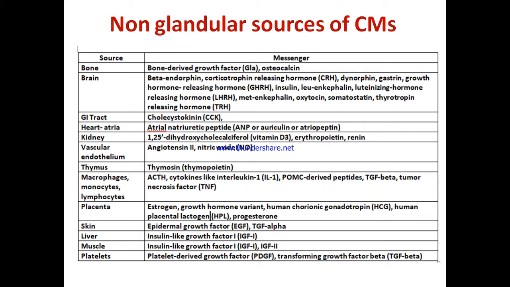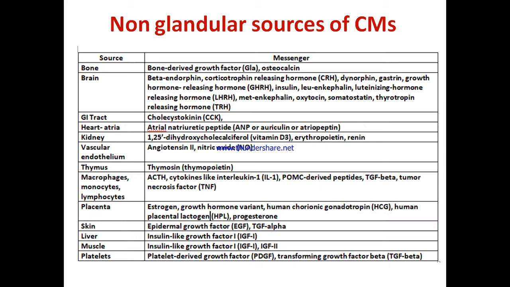Non-glandular sources of chemical messages include bone, brain, gastrointestinal tract, artery of heart, kidney, vascular endothelium, thymus, macrophages, monocytes, lymphocytes, placenta, skin, liver, muscles, platelets, etc. All these organs have cells which produce chemical messages. For example, bone secretes bone-derived growth factor and osteocalcin.